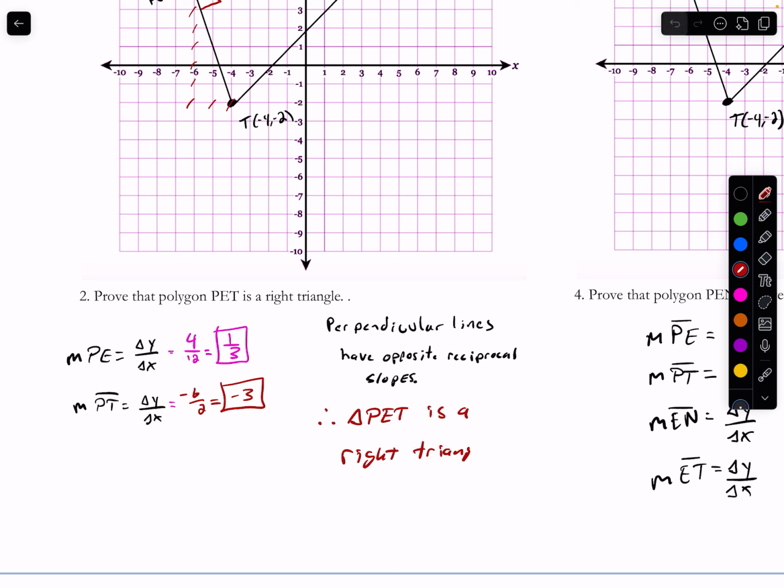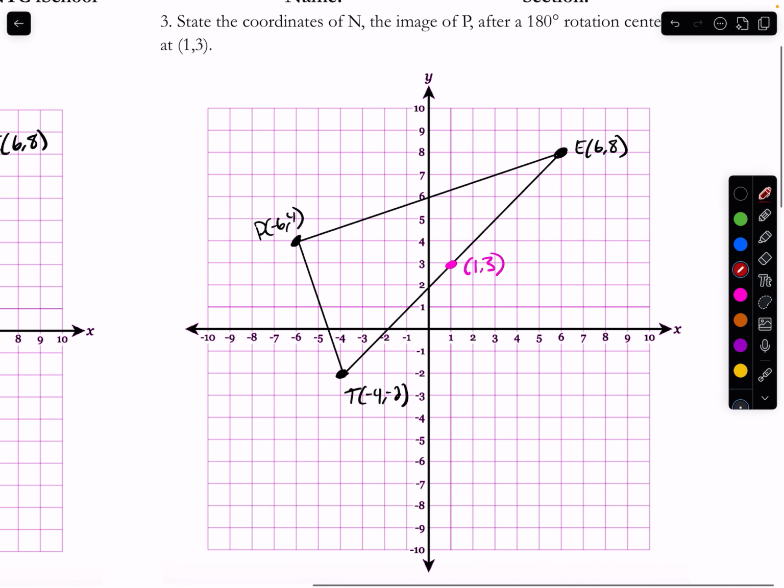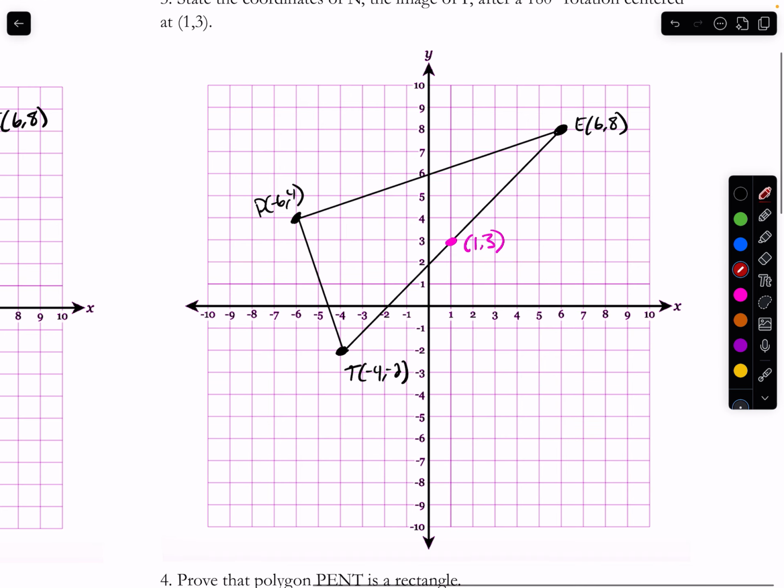Okay, so the next thing we're going to kind of look at is what happens if we adjust the shape to kind of form another shape, right? So if we look over here, it's going to say state the coordinates of N, the image of P, after a 180-degree rotation about the center of (1, 3). So you can see I've got (1, 3) right here.